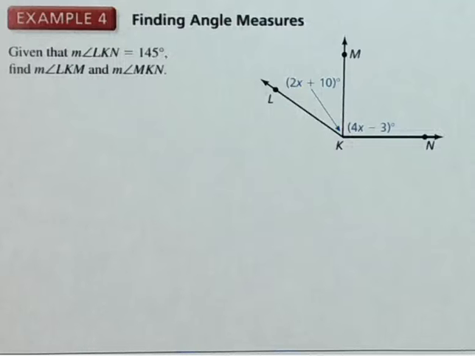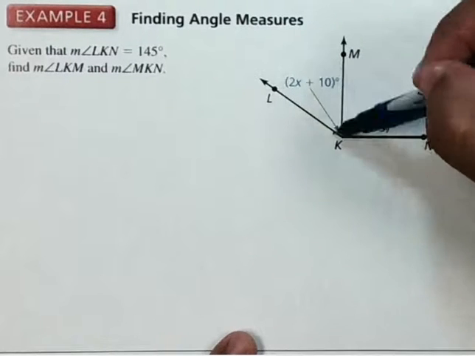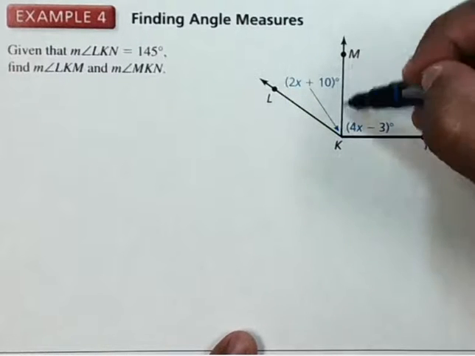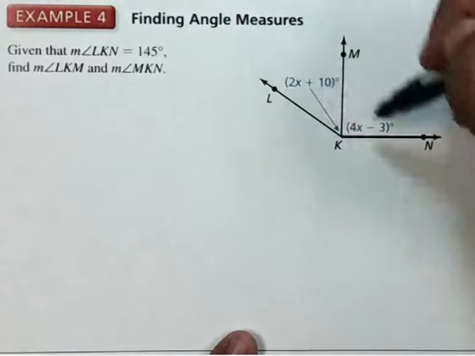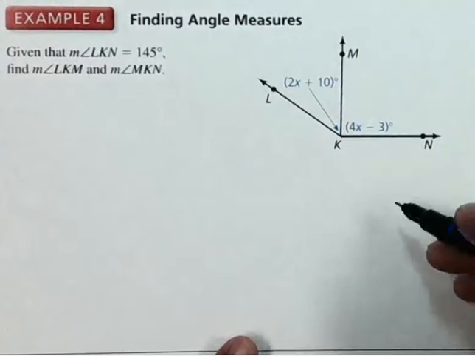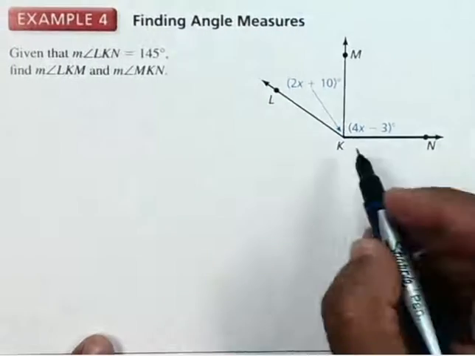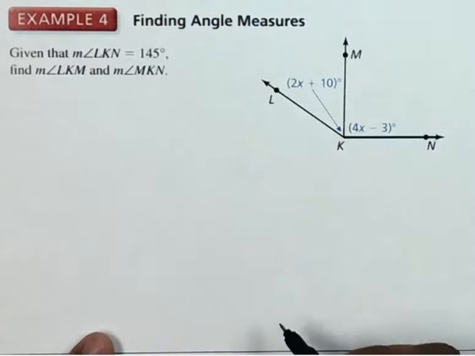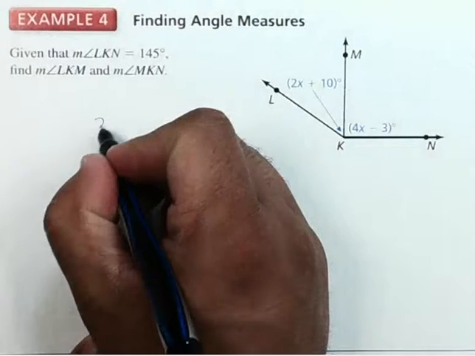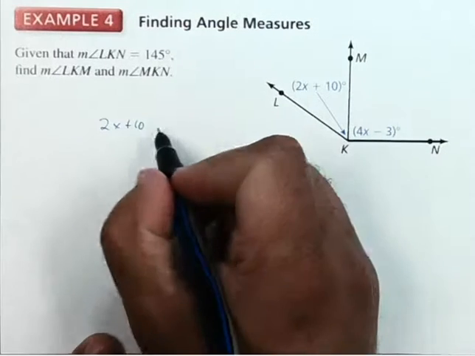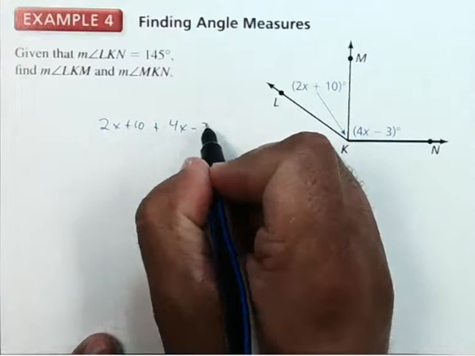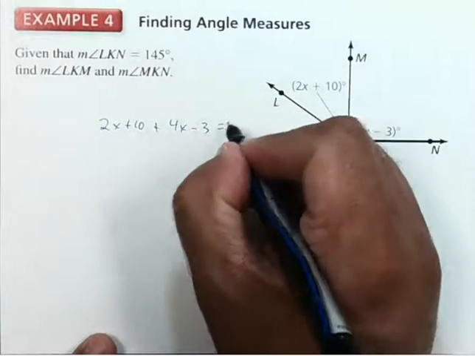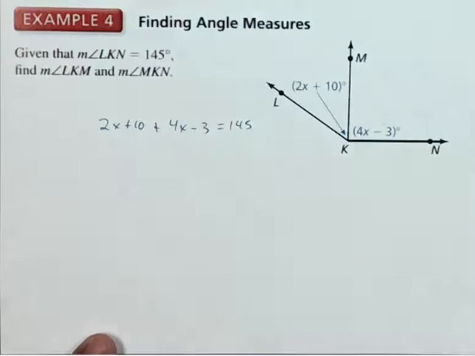All right, so let's look and see what this angle addition postulate means. I have this angle LKN, and notice this ray right here, KM, divides that angle up into two smaller pieces. So I can take this given information. I know that the outside angle LKN is equal to 145 degrees. That means I can take my 2x plus 10 and add that to my 4x minus 3. Those two have to add up to 145 degrees.